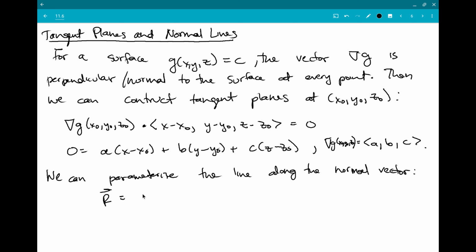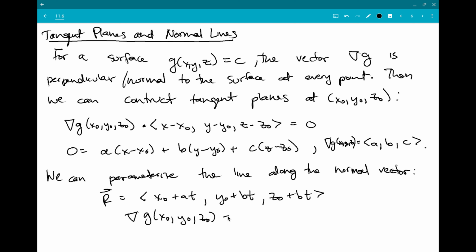However you want to write it is fine. I'm going to go ahead and write it like this. Those different components, again, where grad g evaluated at the point x0, y0, z0 is giving us those a, b, c values that we always plug in.